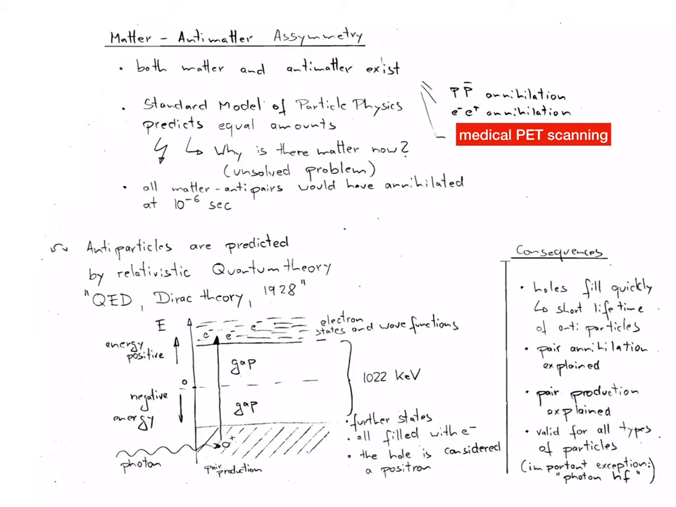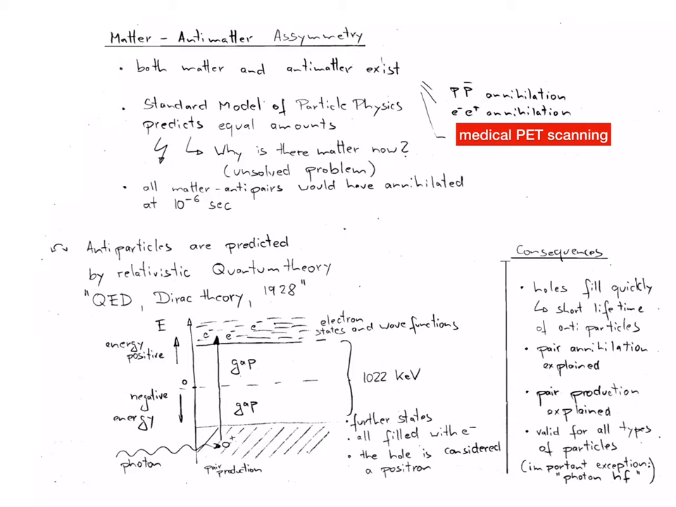Since the standard model of particle physics predicts equal amounts of matter and antimatter, the question why matter dominates is still an unsolved problem. Why is there matter now? We don't know. All matter-antimatter pairs would have annihilated at 10 to the minus 6 seconds if matter and antimatter had been symmetric, and the world as we know it would not exist.